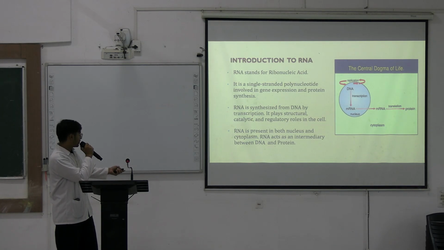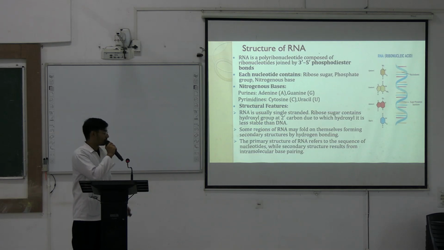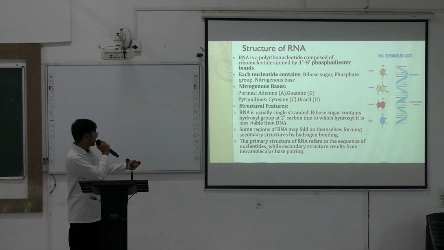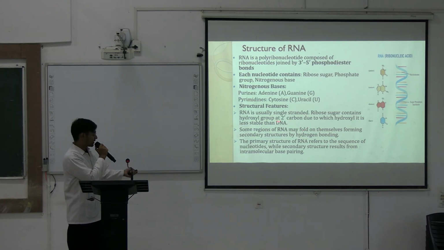RNA is present in both nucleus and cytoplasm. Structure of RNA. RNA is a polynucleotide bonded by 3' to 5' phosphodiester bonds. Each polynucleotide contains ribose sugar, phosphate groups, and nitrogenous bases. Nitrogenous bases present are adenine, guanine, cytosine, and uracil. RNA is usually single-stranded. It has a hydroxyl group present at the 2' carbon, due to which it is less stable than DNA.